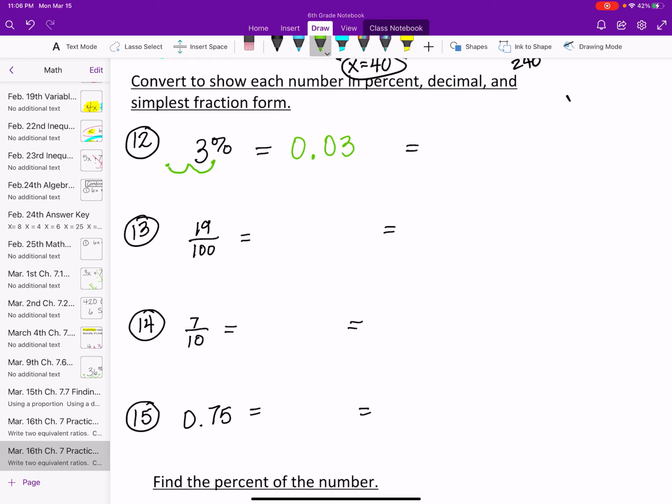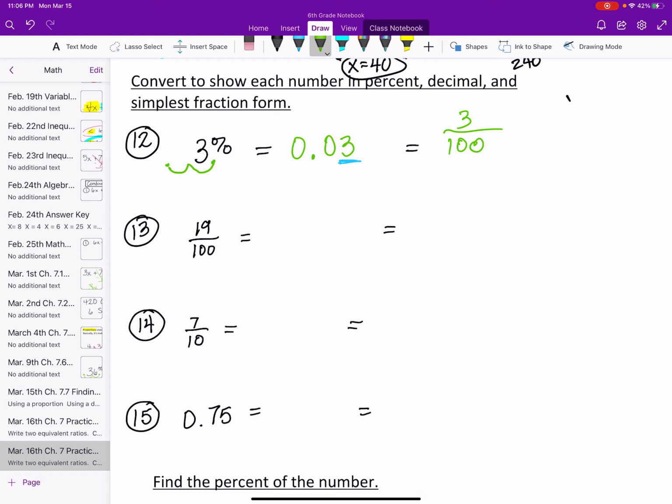Okay? For my fraction, I'm saying I have a 3. And what spot is my 3 in? It's in the hundredths place. So I have 3 over 100. That is my fraction. It's already in simplest form.